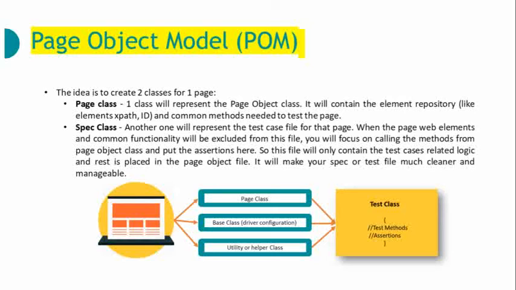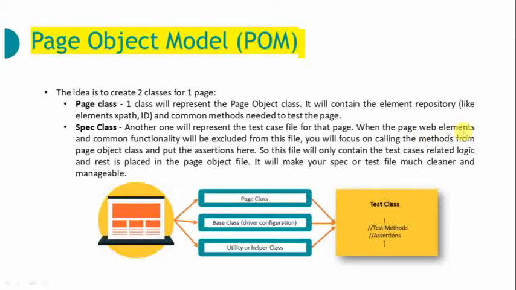Okay, so let's go to the point. The idea is to create two classes for one page: the page object class. One class will represent the page object class. It will contain the element repository like element, xpath or id, and common methods which are needed to test the page. The other class will be the spec class. The other one will represent the test case file for that page.